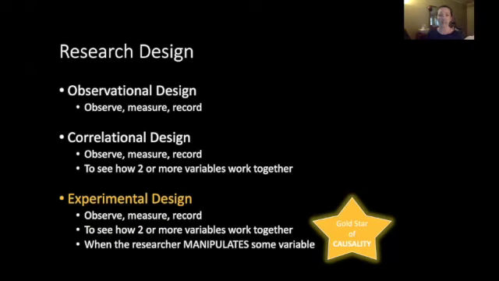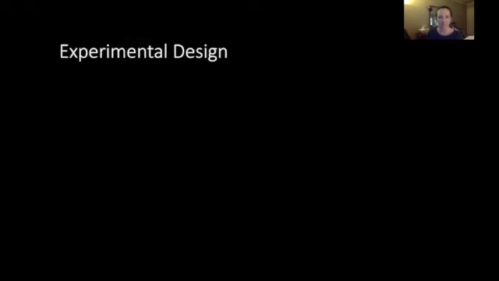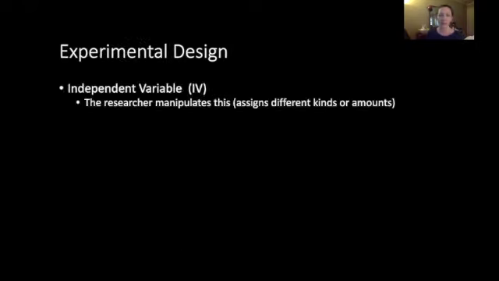So let's dig in a little deeper to experimental design. In experimental design, we label our variables in certain ways. We have an independent variable, or IV. The independent variable is one that the researcher manipulates. That means that the researcher assigns different kinds or amounts to various subjects. So this could be something like which group you are in, and one group gets one treatment and another group gets another treatment. That could be an amount of a drug.